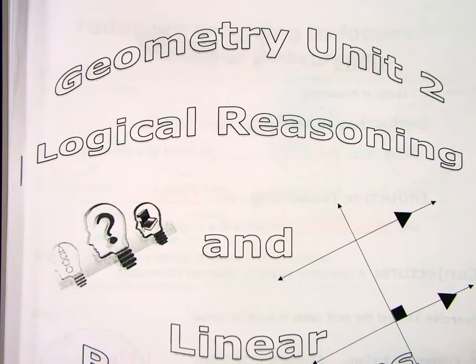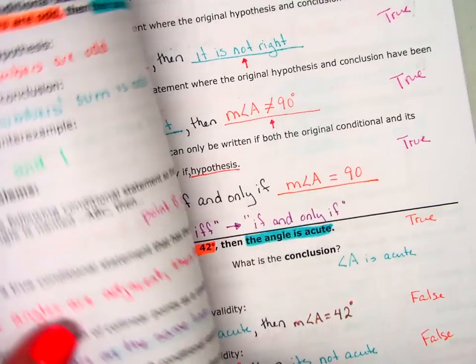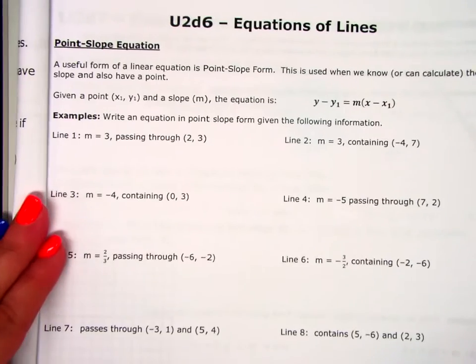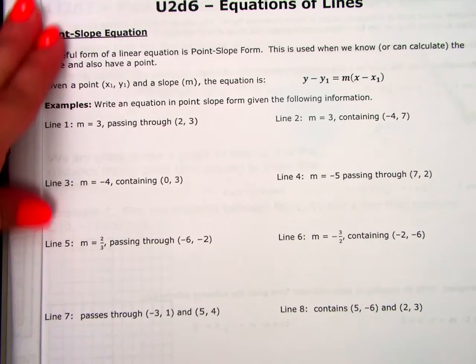Alright, so Unit 2, logical reasoning. We're moving away from that right now and we're moving into linear relationships. We started with that with slopes yesterday. And today we're going to look at two different types of equations that we're going to be using.